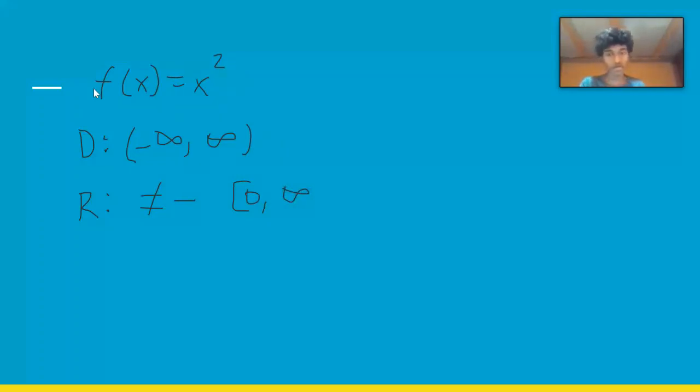The 0 is surrounded with a bracket, and the infinity is always with a parenthesis, and this bracket means inclusive, because our range can be 0. If x is 0, then y is 0. So our range can be 0, but that's the smallest it can be. It cannot be any negative number, because when you have a real number squared, you will always get a number greater than or equal to 0. So this is our range.